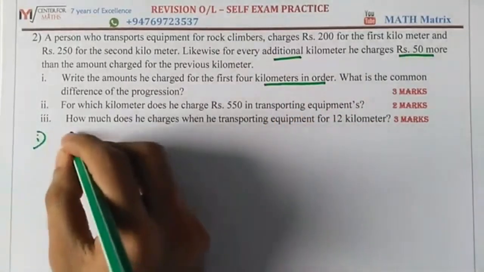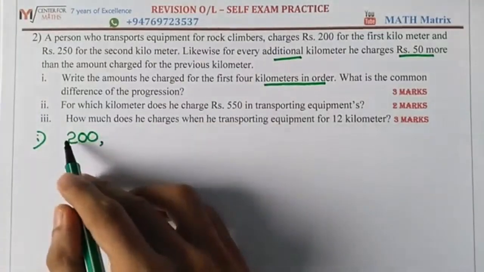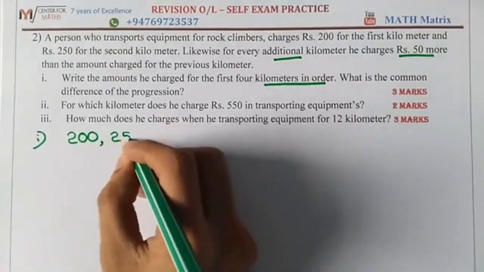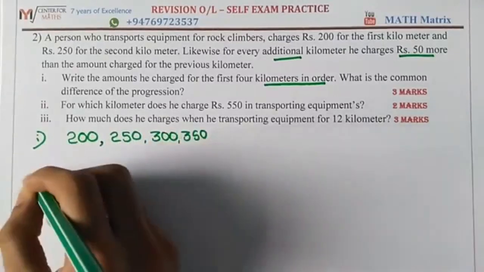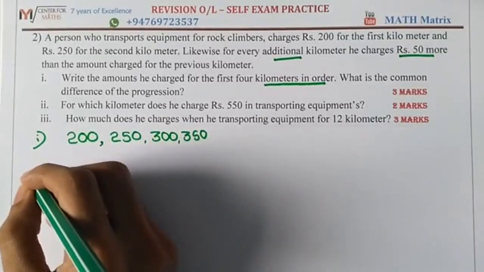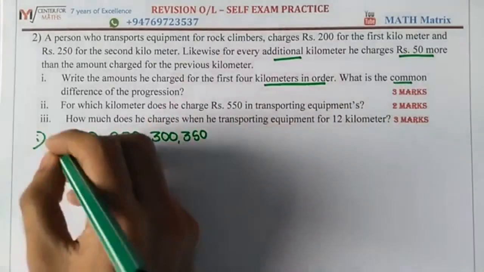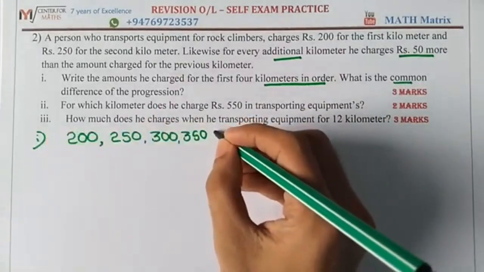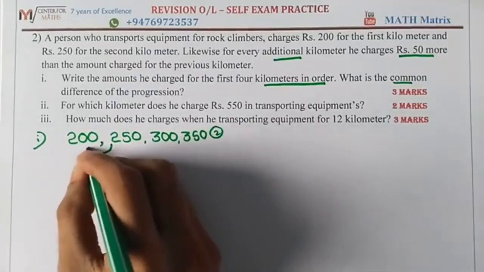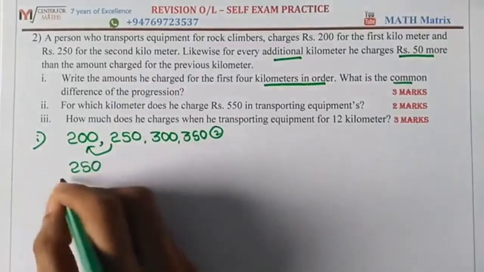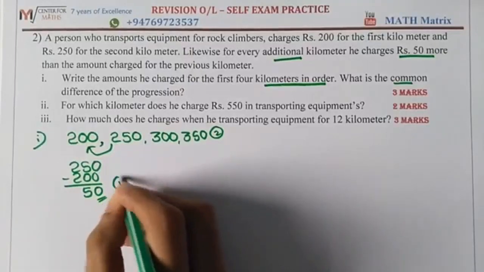So for the first kilometer he charged 200 rupees. It's not compulsory to mention the unit here, right? And for the second, 250. And the third, 300. And for the last, 350. What is the common difference of the progression? Now they are asking us to find the common difference. So if you have written this, you can give 2 marks. To find that, we have to subtract these two. 250 minus 200, just 50. 1 mark for that.